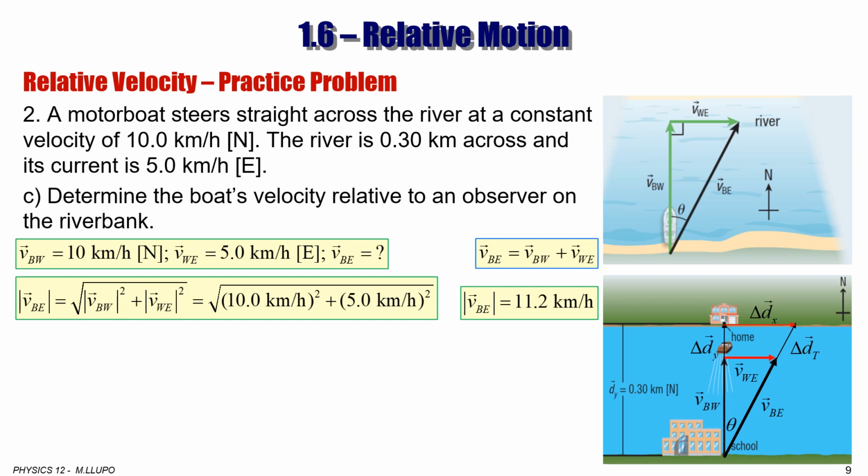which in this case is 11.2 kilometers per hour, and the direction is tan^-1 of opposite, which is VWE, divided by adjacent, which is VBW. So if you plug those into a calculator, then you can get 26.6 degrees.